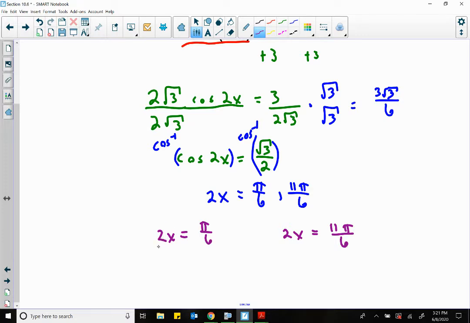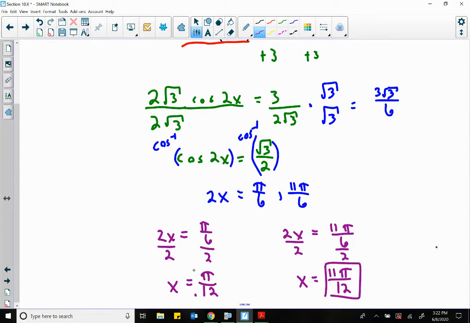So how do I get x by itself? Divide by 2, divide by 2. X equals pi over 12. Divide by 2, divide by 2. X equals 11 pi over 12. And those are your answers.